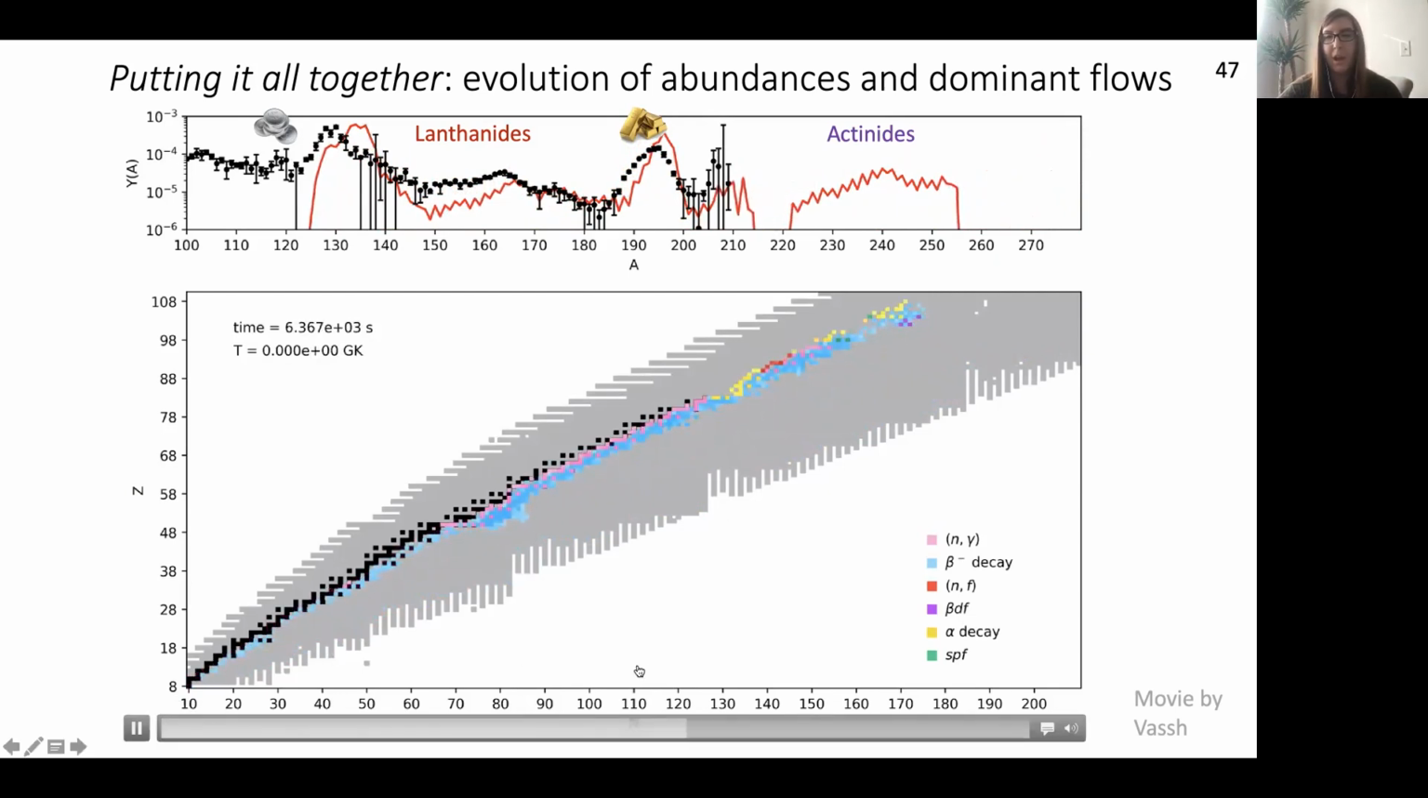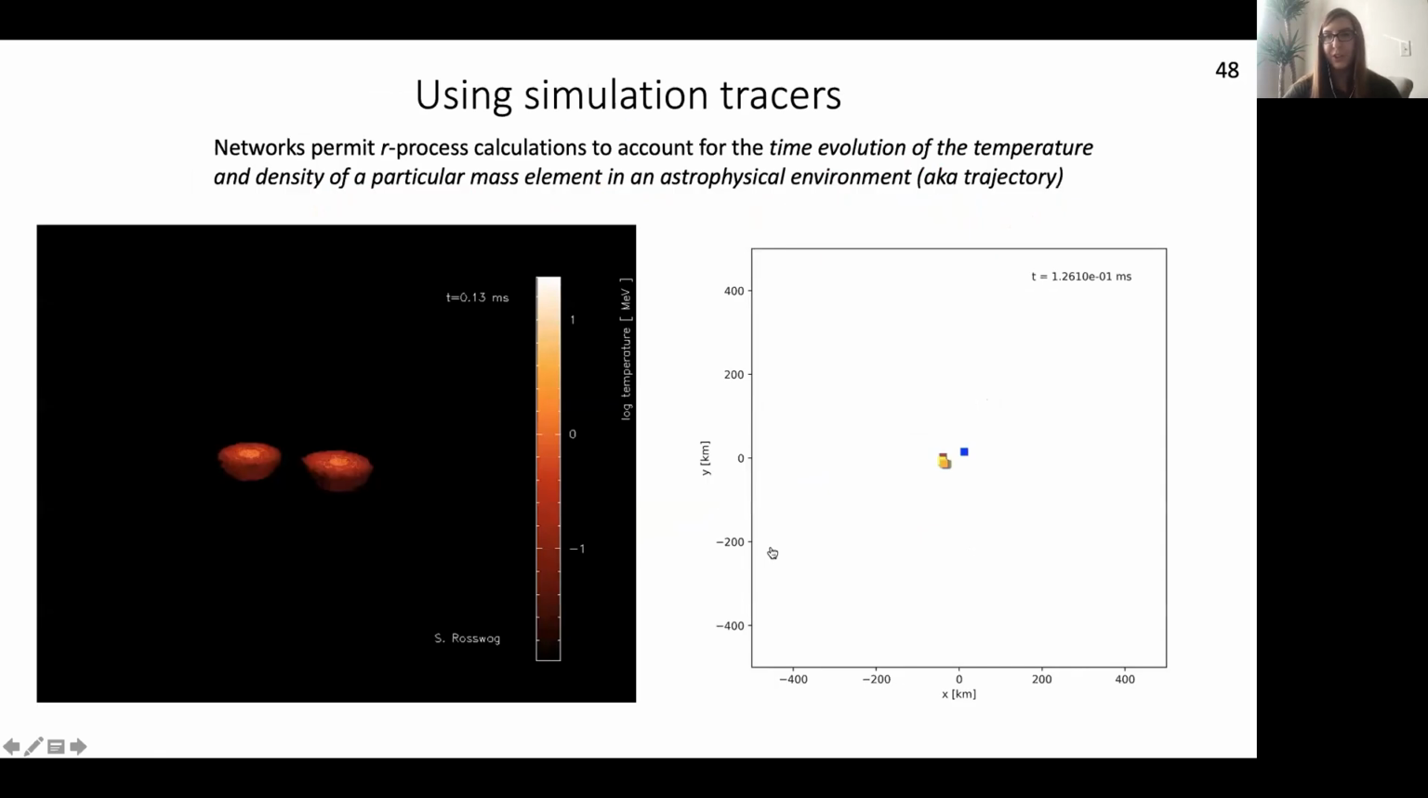Okay, all right. So an advantage of using networks instead of these classical approaches where you just set a neutron density and a neutron temperature is that you can make use of simulation and simulation tracers, because networks explicitly take into account the time evolution of the temperature and density of a particular mass element in an astrophysical environment. What we call this is a trajectory.